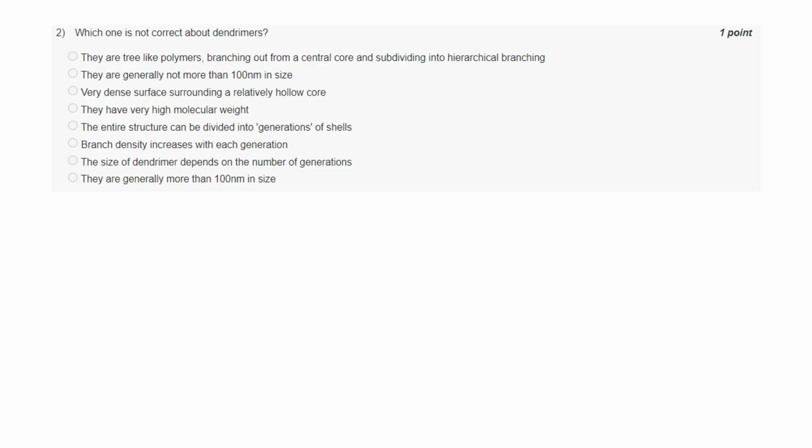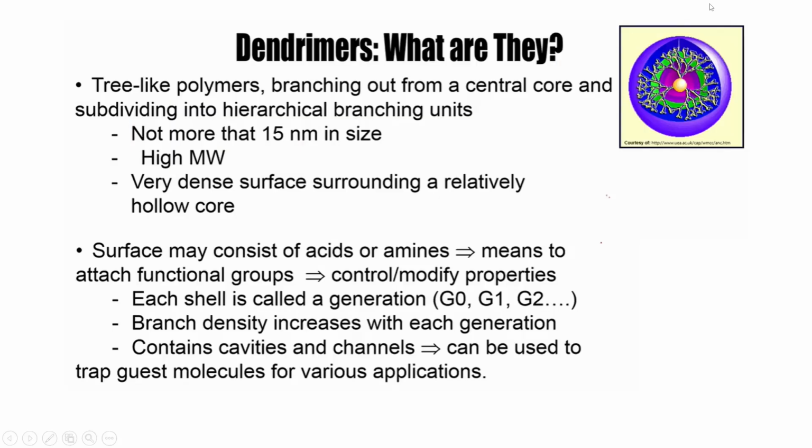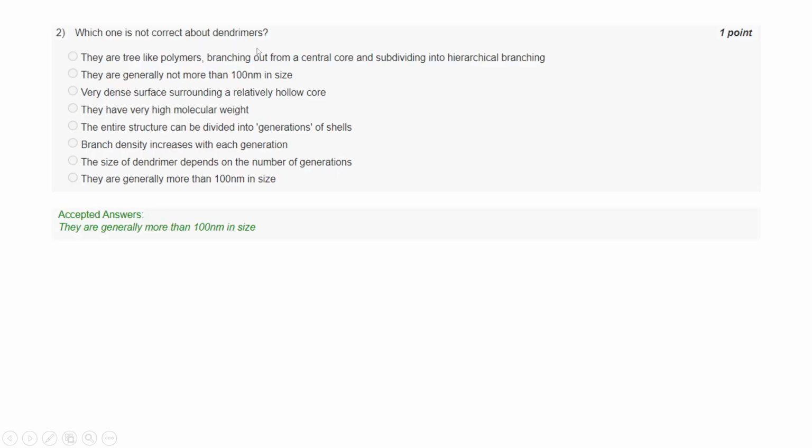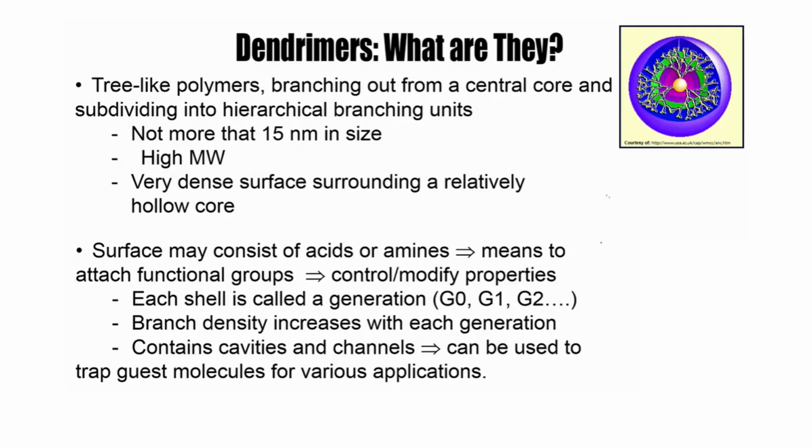So dendrimers are these type of particles which have branching nature, and dendrimers can only be less than 100 nanometer size. So everything else about the dendrimers is correct. The only option which is not correct is that they are generally more than 100 nanometer, the last option.